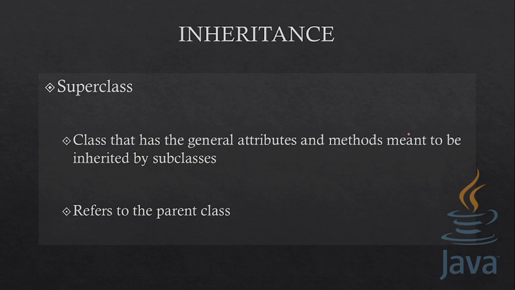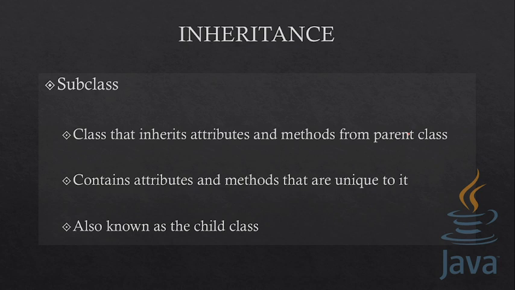Okay. So I think we have not defined yet the superclass. So these are classes that have the general attributes and methods meant to be inherited by your subclasses. You notice that it is at the top, and the arrow points to it with a white head. So that is your superclass. We can also refer to it as a parent class.